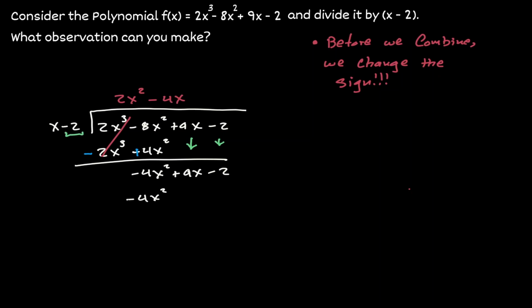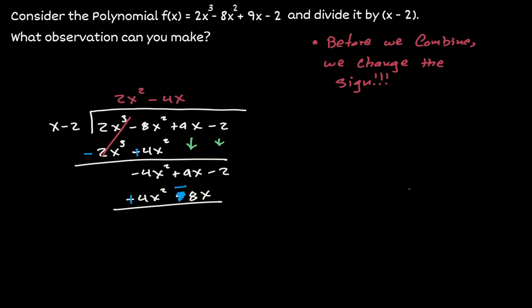And negative 2 times negative 4x, that is positive 8x. But very important, before we combine like terms, let's change the sign. So this term we had as a negative, let's change it to a positive. And this term we had as a positive, so let's change that to a negative. Now let's combine like terms.